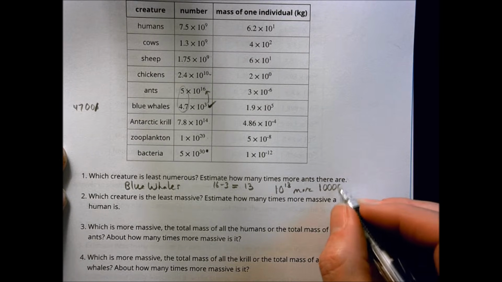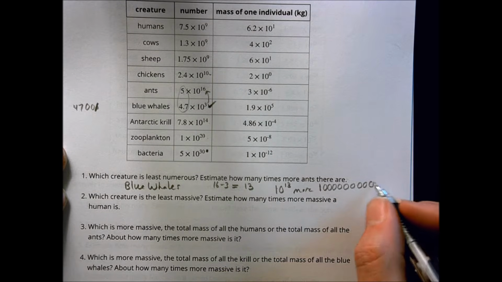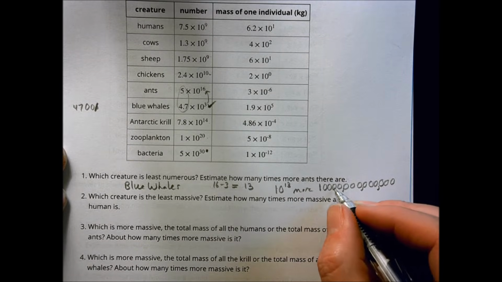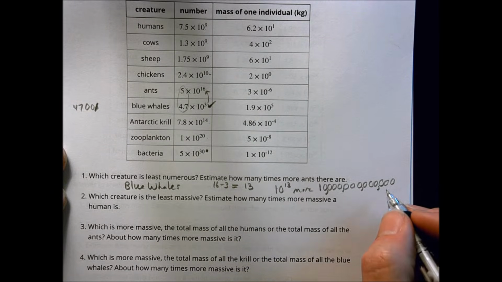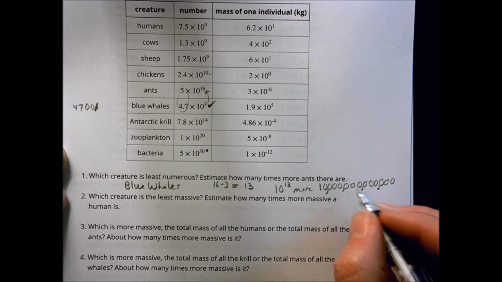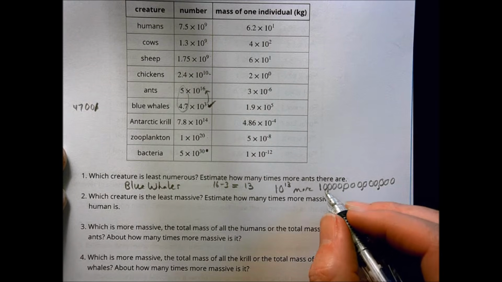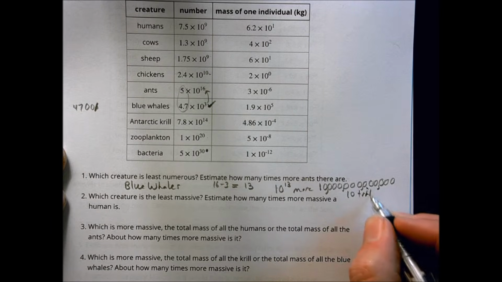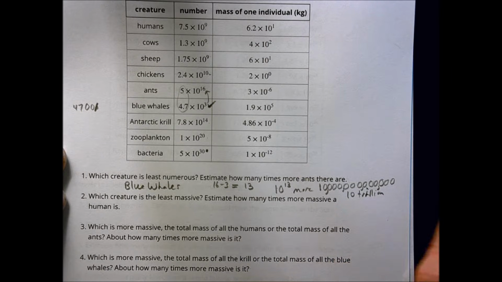1, 2, 3, 4, 5, 6, 7, 8, 9, 10, 11, 12, 13. Put some commas in there, and we have a wild, crazy number like that. That's hundreds, thousands, millions, billions, trillions. So you're talking about 10 trillion times more ants than blue whales.